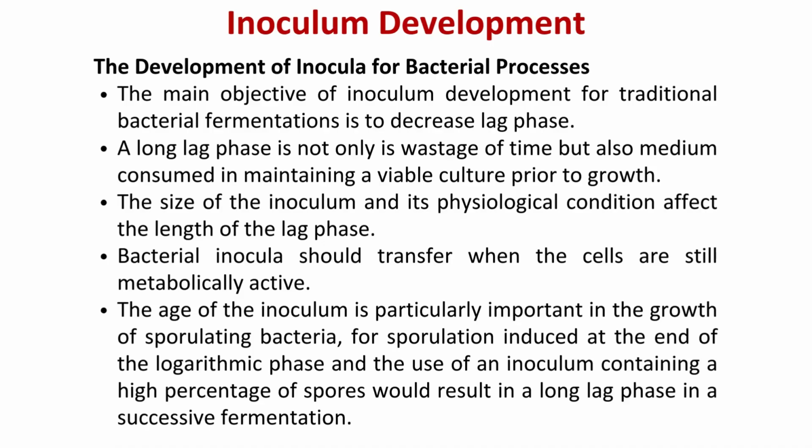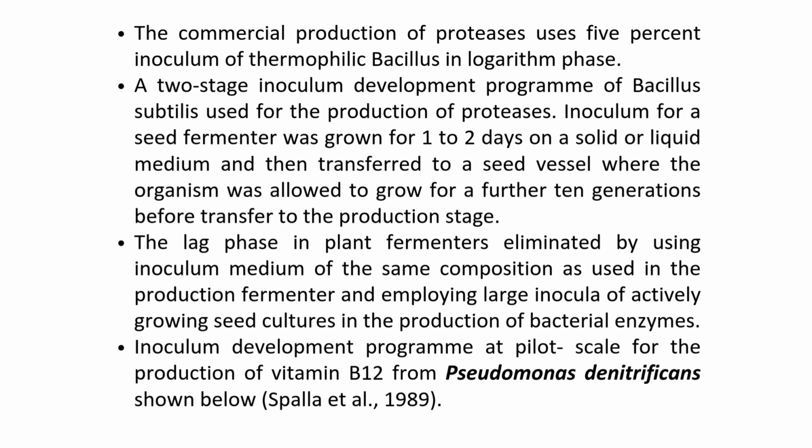Finally, we come to inoculum development. The main goal for bacterial processes is to decrease the lag phase in the production fermenter. The inoculum size and physiological state are critical. Bacteria should be transferred while still metabolically active. For sporulating bacteria, using an inoculum with many spores leads to a long lag phase. For protease production, a 5% inoculum of thermophilic bacillus in the logarithmic phase is used.